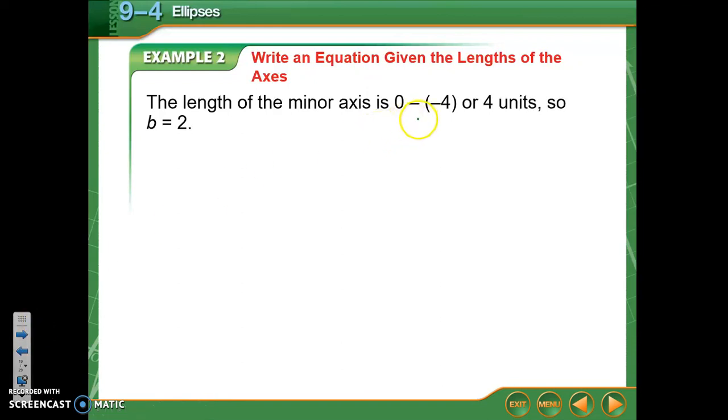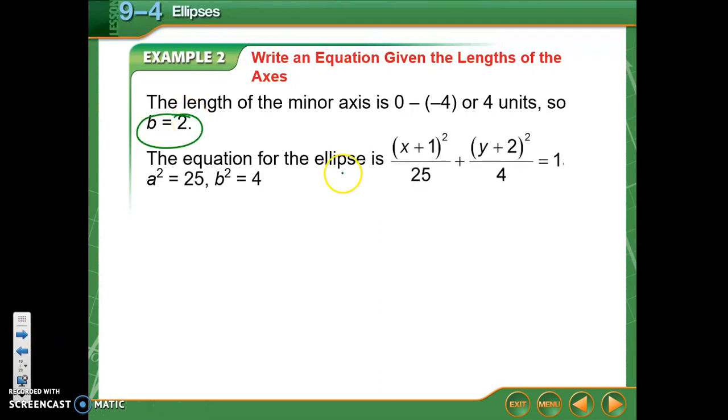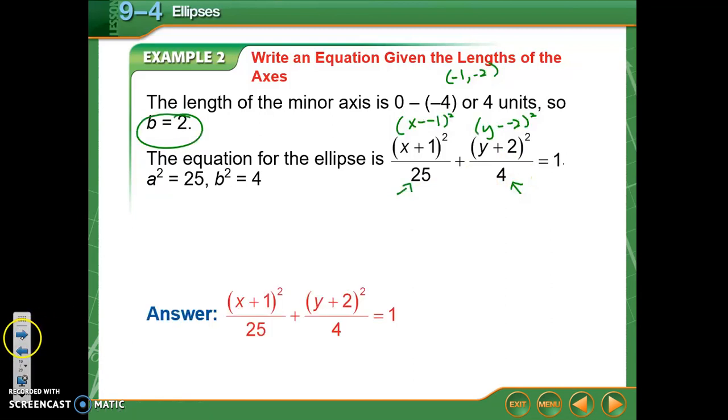The length of the minor axis is 4. That means B is 2. Remember, B is half the length of the minor axis. So this would be the equation of my ellipse. This is x minus -1, because remember my center is at -1, -2. And this is y minus -2, quantity squared. Since this is a horizontal ellipse, my major axis number goes here. So half the major axis is 5. 5 squared is 25. My minor axis, half of that is 2. 2 squared is 4.